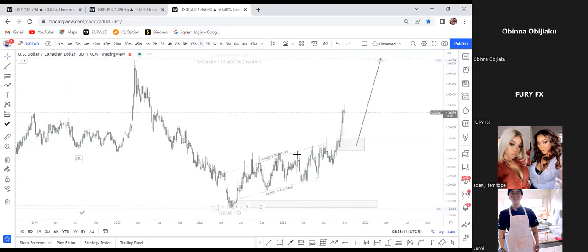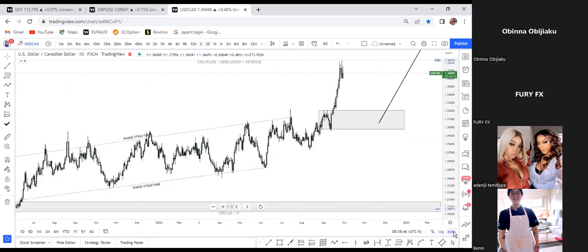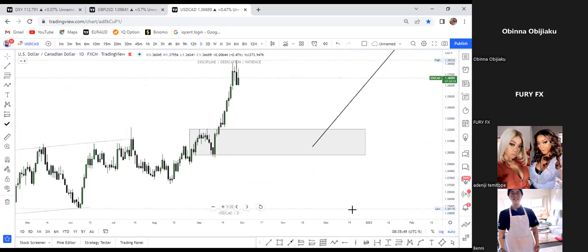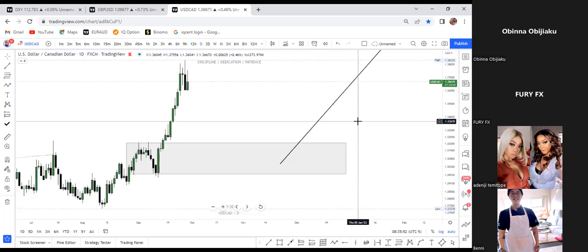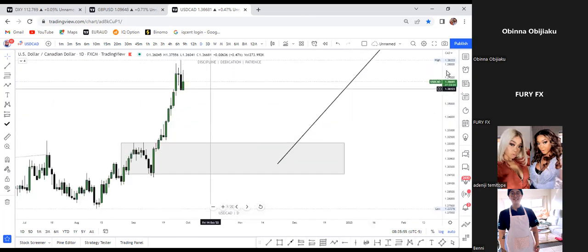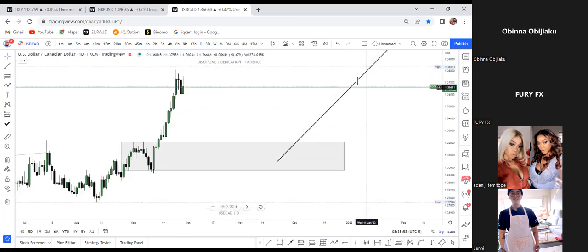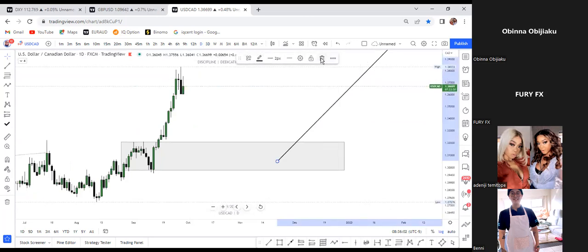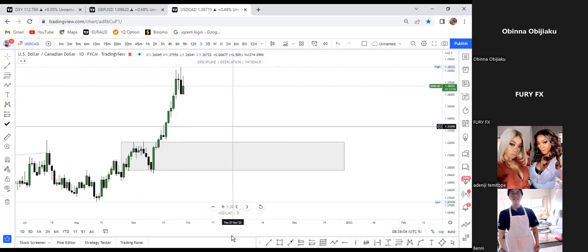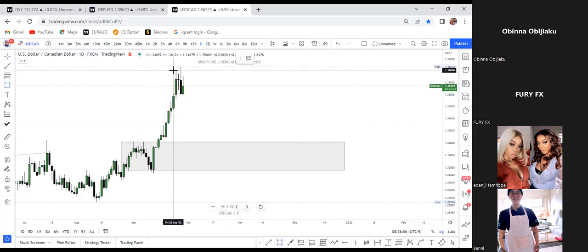Now let's go to the daily. If you look at the daily, this pair is rejecting from the daily. Where is it rejecting from? This daily hidden base.